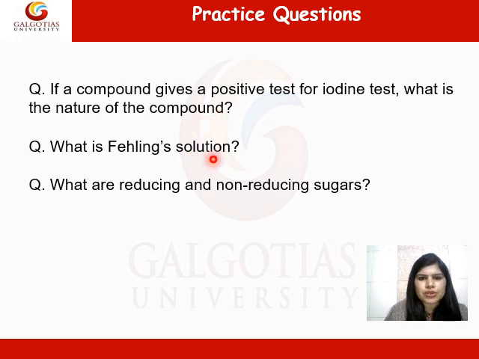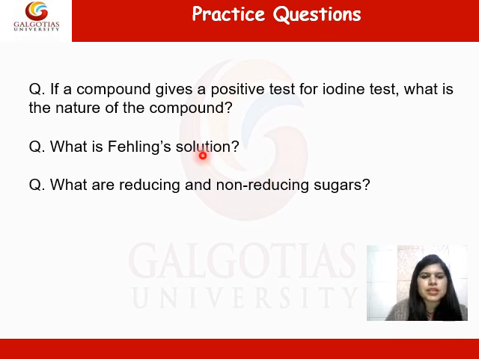What is Fehling's solution? We know Fehling's solution is a mixture of two solutions, Fehling A and Fehling B. Fehling A contains copper sulfate solution, whereas Fehling B contains potassium hydroxide and potassium sodium tartrate.